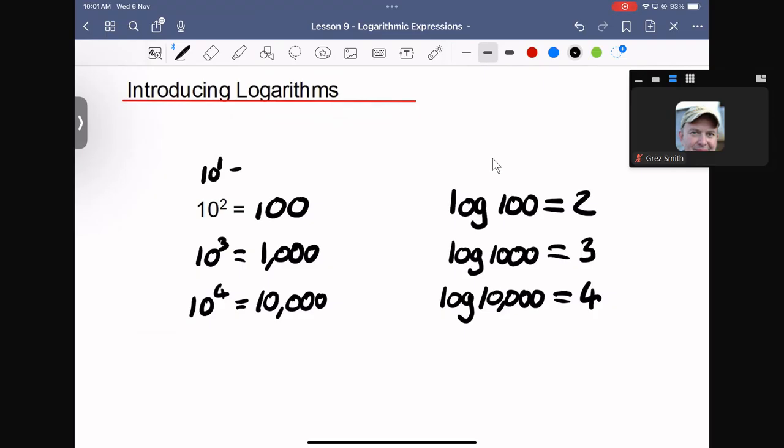Okay, let's go backwards a little bit the other way. 10 to the 1. What is that going to be equal to? Zinedine. 10. What is the number we need to raise 10 by in order to get 10? Carlos? 1. Can we go a bit lower? What is 10 to the 0? 1. What number do we need to raise 10 by in order to get 1? 0.